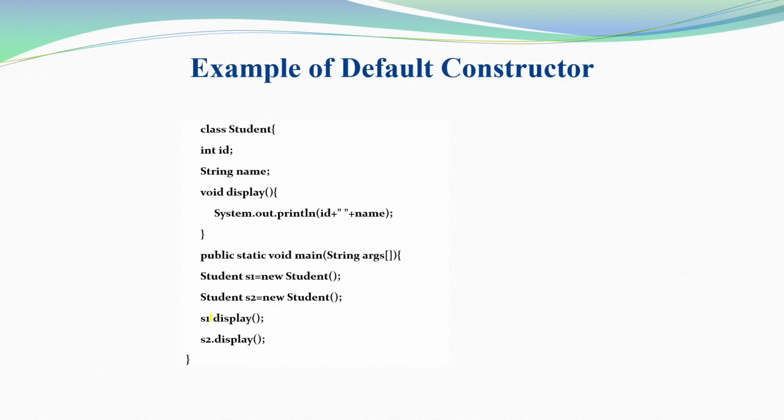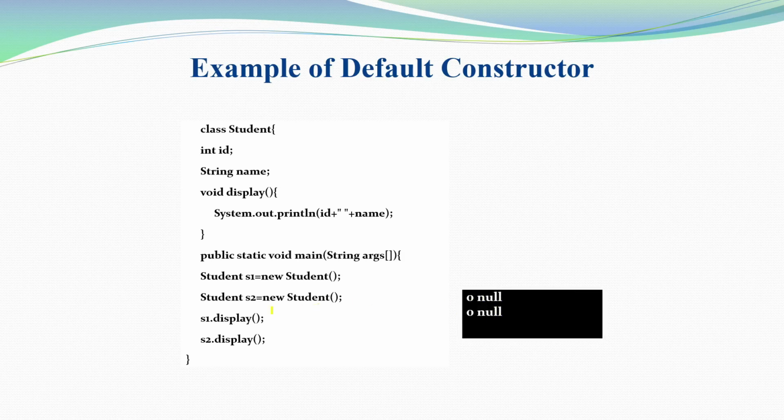And here I am just accessing id and name from the display. So you can see the output is 0 and null because I'm not providing any value for id and name, and there is no constructor being called by the developer, it's called by default by the compiler. So this is the difference between default and no argument constructor.